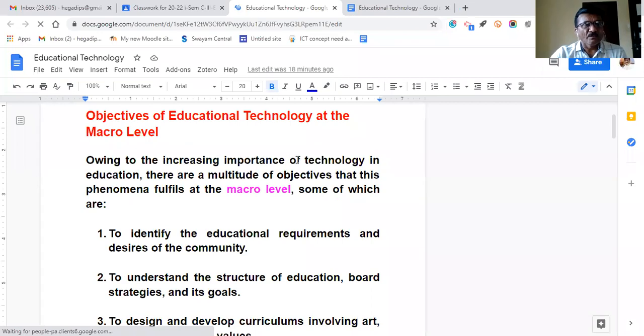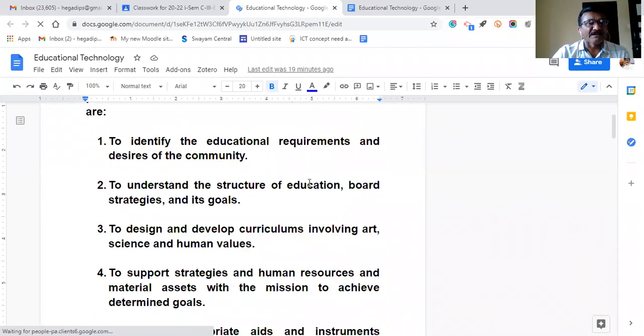Owing to the increasing importance of technology in education, there are a multitude of objectives that this phenomenon fulfills at the macro level, some of which are, let us see now here.